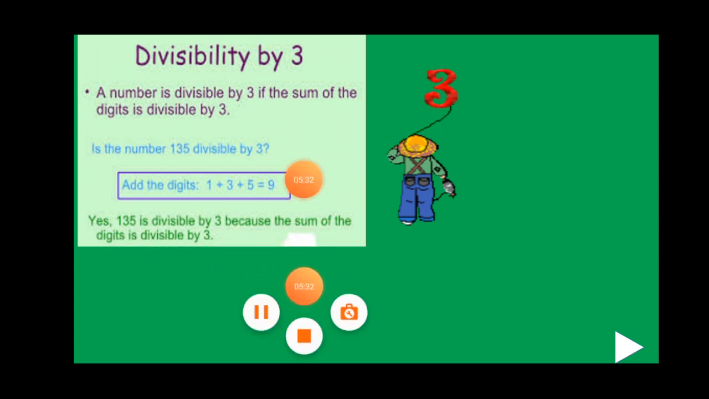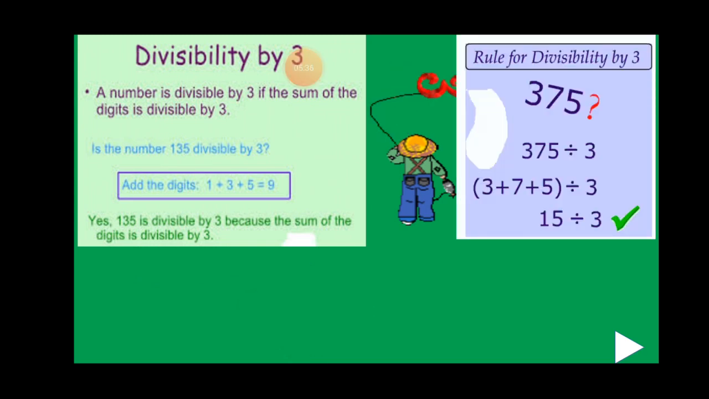Let's understand the divisibility by 3 with the help of one more example. Let's say the number is 375. So children, we don't have to divide this number directly by 3 to check its divisibility by 3, but we have to follow the rule that we have learnt regarding divisibility by 3.